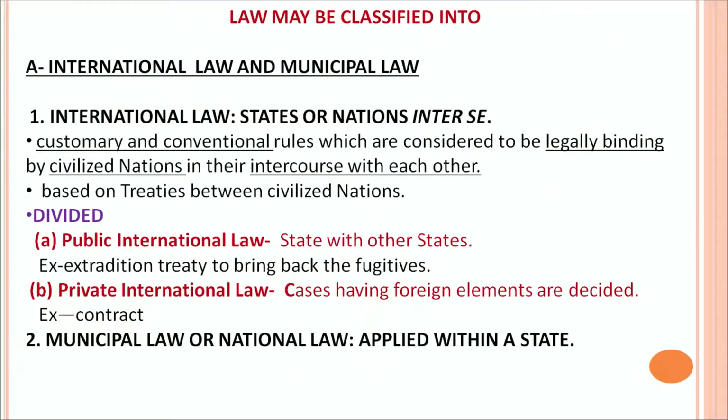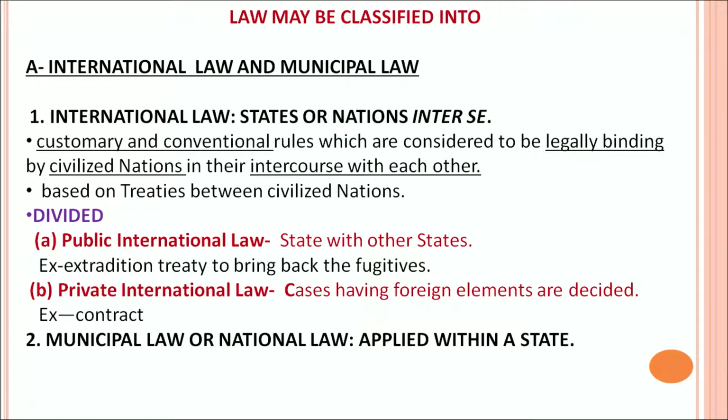It can further be divided into 2 subcategories. The first one is the public international law, and the second is the private international law. As far as the public international law is concerned, it deals with the relation between a state and other states. Say for example, if we talk about the extradition treaty and we want to bring back any fugitive from one state to another state, then we will be guided by the public international law.